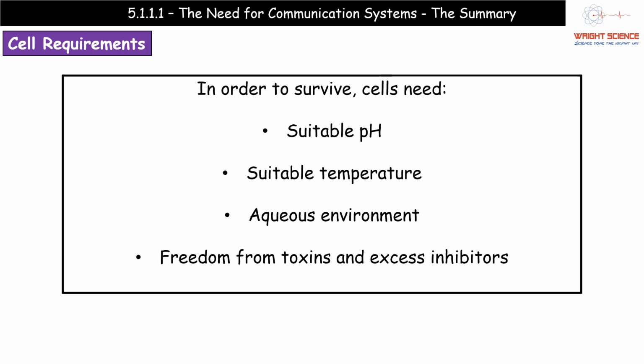If we start off with the most fundamental concepts then, in terms of what cells need to be able to survive, we hopefully know that they need a suitable pH, and depending on which cells will determine what pH that actually is, a suitable temperature, an aqueous environment, and they also need to have this environment that's free from toxins and excess inhibitors for them to actually function properly.